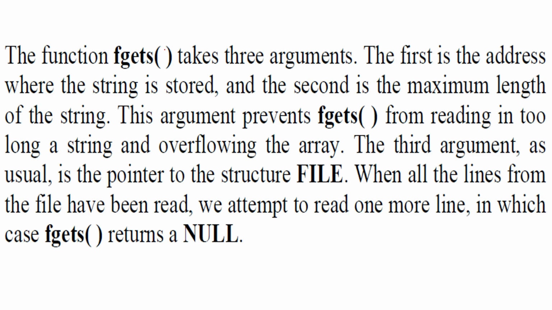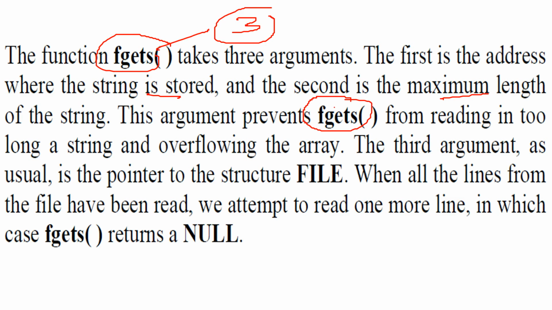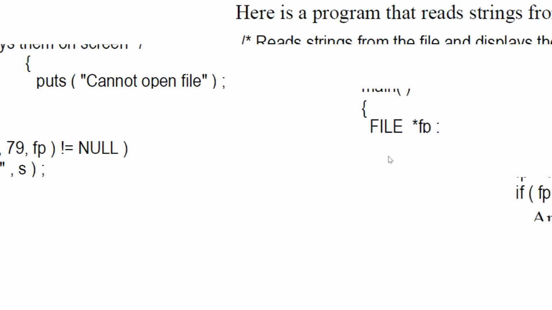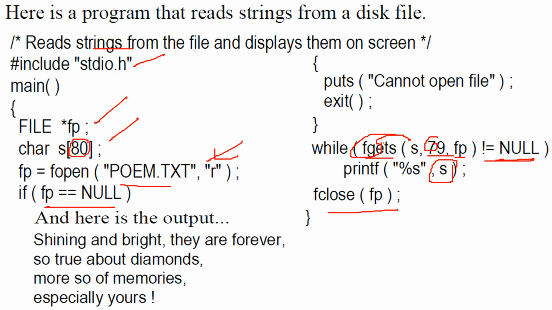So fgets takes 3 arguments. Please understand, it takes 3 arguments. The first is the address of the string which is stored. The second is the maximum length, and this argument prevents fgets from reading beyond and overflowing the array. The third argument is the file pointer. When all the lines from the file have been read, we attempt to read one more line, in which we get null and we come out. I'll show you one more time. fgets uses three parameters: s is the character buffer we have used, this is the size, and fp is the file pointer.